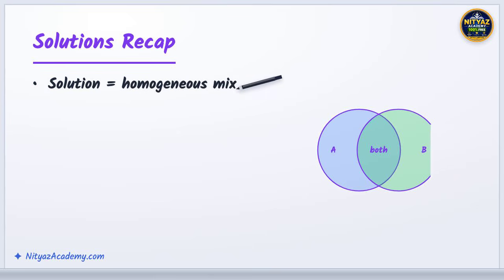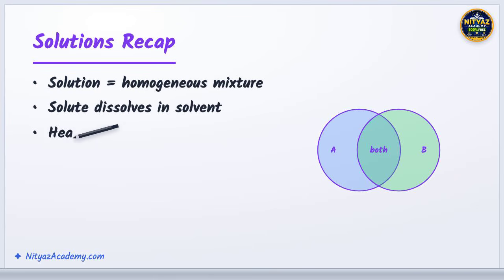To sum up, a solution is a mixture so evenly blended it looks uniform, made of a solute dissolved in a solvent. Concentration measures how crowded the solute is. Heating and stirring usually help things dissolve, until the solution becomes saturated. From oceans to your blood, solutions are everywhere, quietly carrying chemistry through our world.